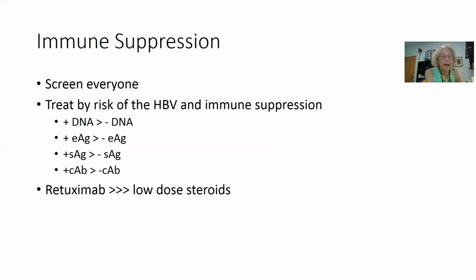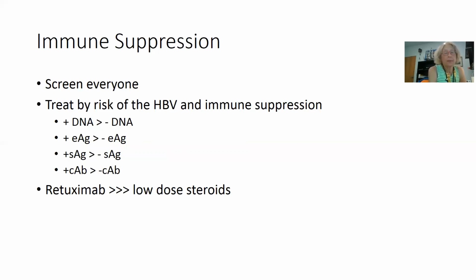If you're thinking about immune suppressing someone, you should screen them. You can't just go by the demographics, or you're going to miss some patients. The risk of treating with immune suppression is more if your DNA is positive, if your E antigen is positive, if your surface antigen is positive, and if your core is positive.